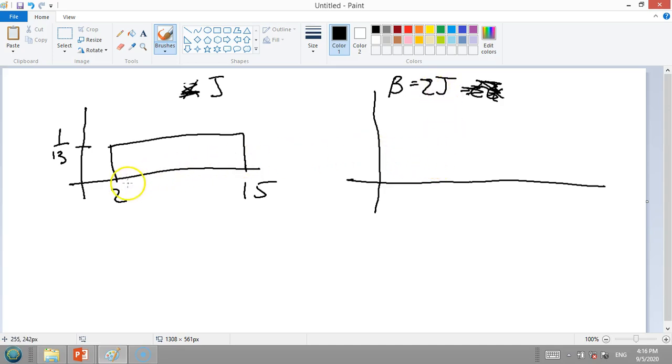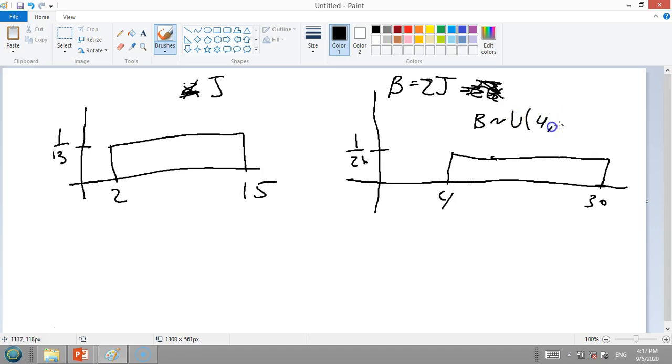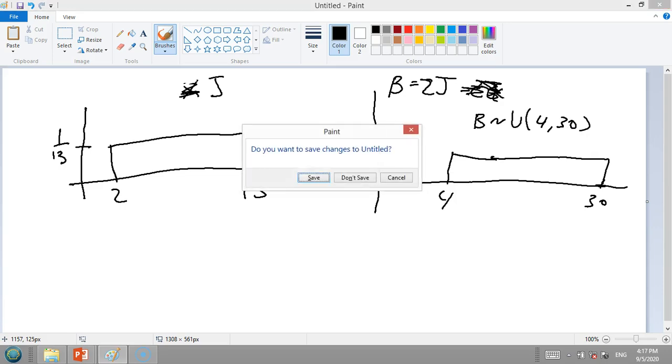So guess what? I multiply every single possible value by 2. So what is that going to mean? The whole distribution is going to shift to the right a little bit. So now the 2 becomes a 4, and it's going to become twice as short. And now the 15 is going to become 30, like this. And the height here is going to be what? 1 over 26, like this. So what is this uniform then? B is now a uniform between 4 and 30, like this. So next one.